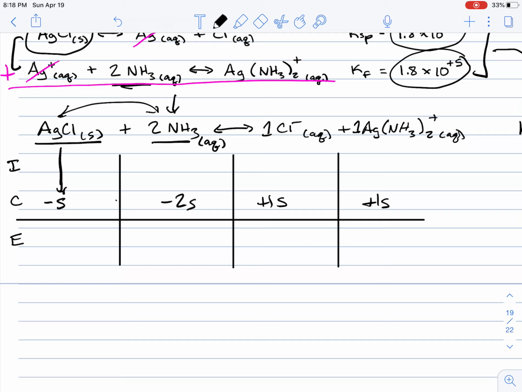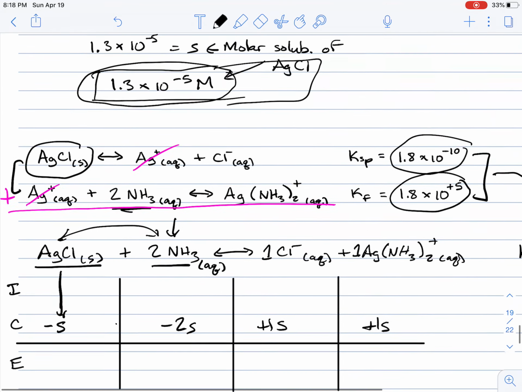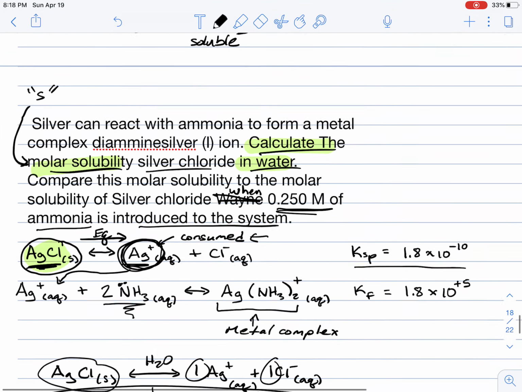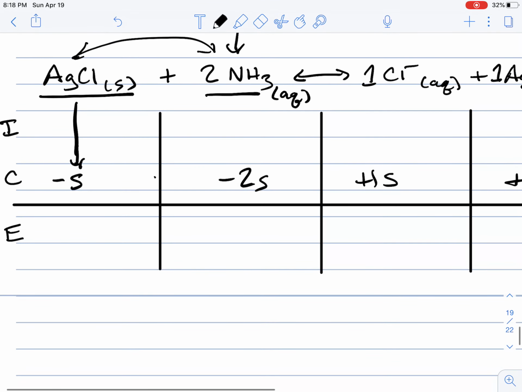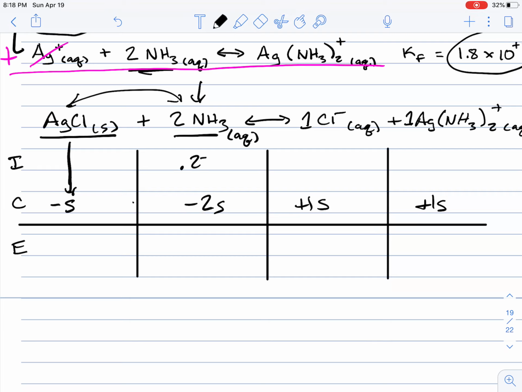And so before we add everything up, we need to see if we have any initial concentrations. And so we're going to look at this problem one last time. We're going to compare the molar solubility to the molar solubility of silver chloride when 0.250 moles of ammonia is introduced to the system. So that last sentence implies that we do have an initial concentration of ammonia, and that's going to be 0.250. And so in this ICE table, we're going to put in 0.250 molar concentration, and it didn't really tell us any initial concentrations for the other substances. We're just basically working with what we have. And so here we have 0.250 minus 2S, plus 1S, plus 1S.